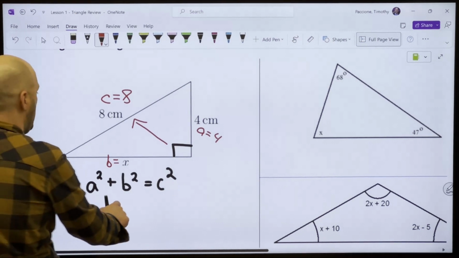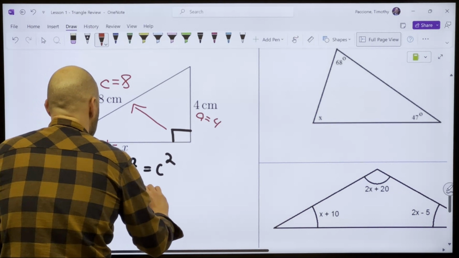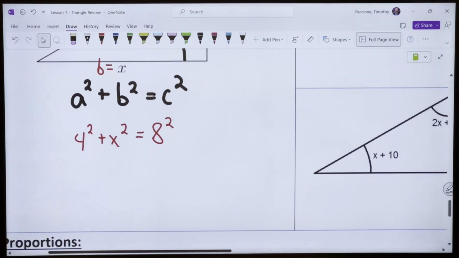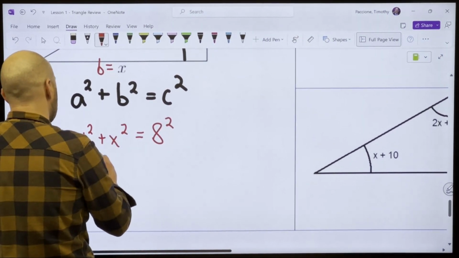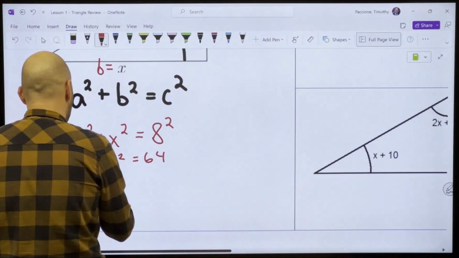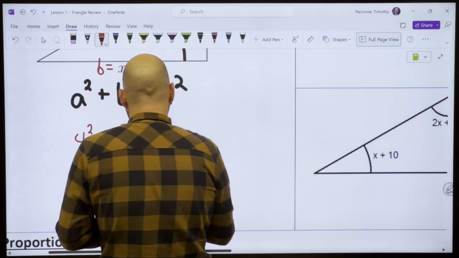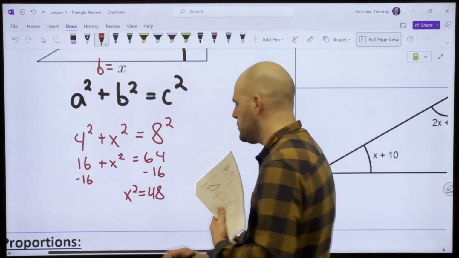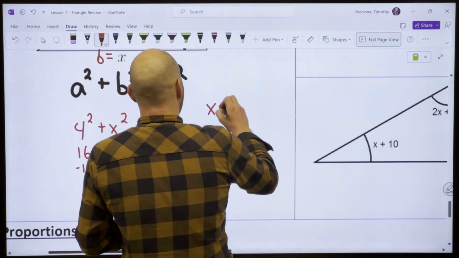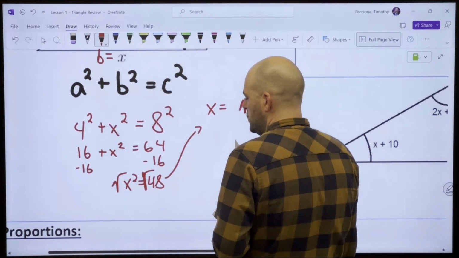I know what each thing is. I plug in each thing, right? So that means 4 squared plus x squared equals 8 squared. Does that look familiar from your warm-up? Pretty similar, right? So this becomes 16 plus x squared equals 64. Subtract 16. X squared equals 48, right? Square root. I get x equals, and then I have the square root of what? What is 48 reduced to?